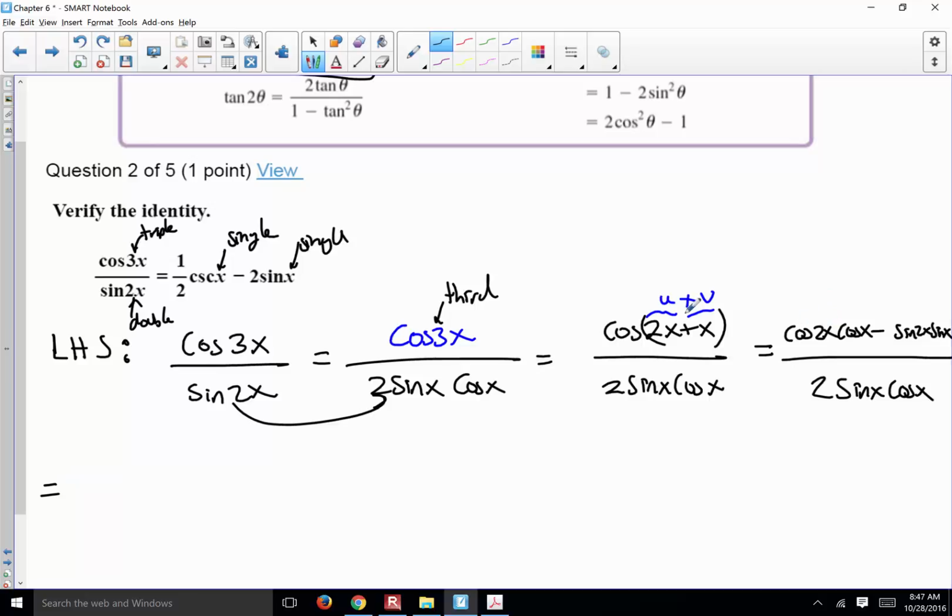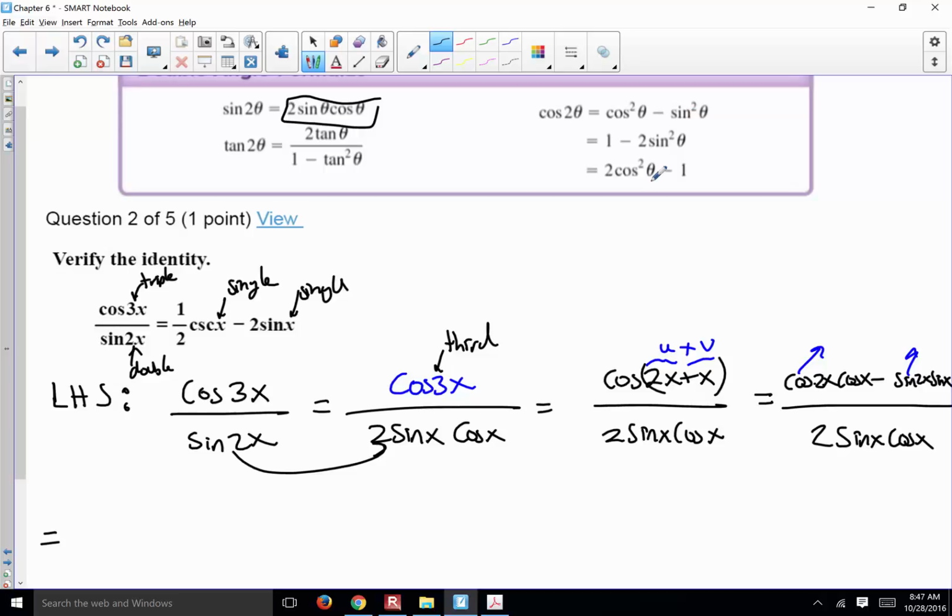I have now no more 3rd floor. Your cosine is 2nd floor here. This is single floor, second, single, single. So there is an imbalance right now. 2nd floor, 1st floor. You need to reduce that 2nd floor to 1st floor as well, right? Correct? So how do you reduce this? Cosine 2x, you need to pick a formula. Which one do you want to pick?